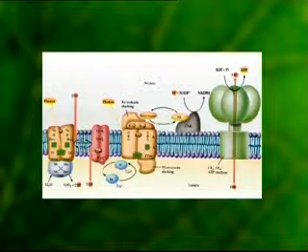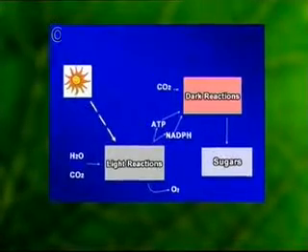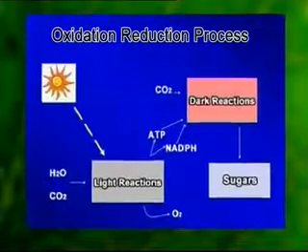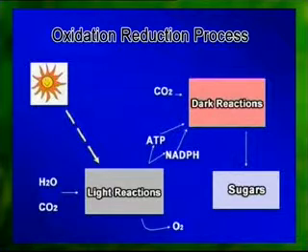Photosynthesis transfers electrons from water to energy-poor carbon dioxide molecules, forming energy-rich sugar molecules. This electron transfer is an example of an oxidation-reduction process. The water is oxidized, that means it loses electrons, and CO2 is reduced, that means it gains electrons.